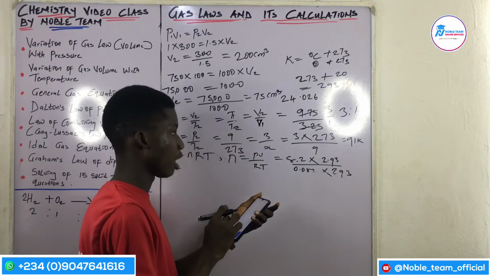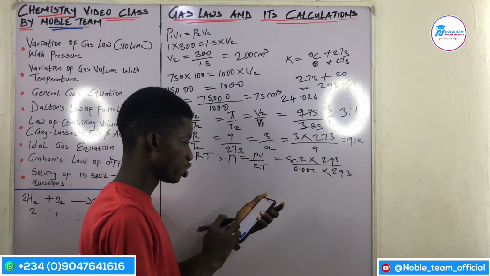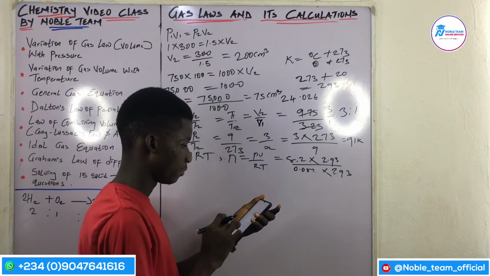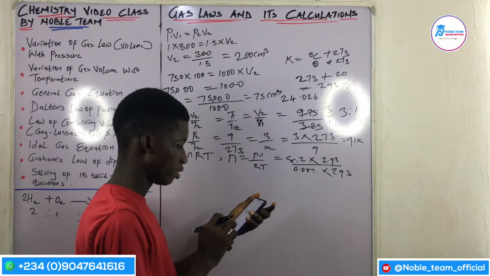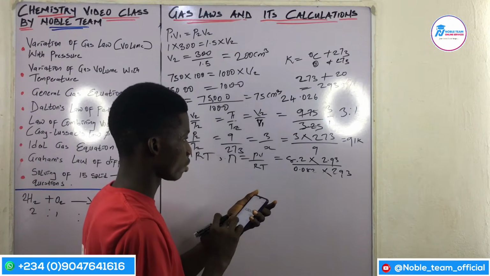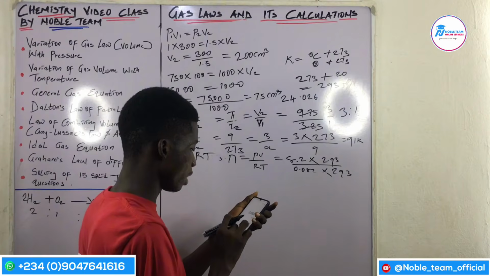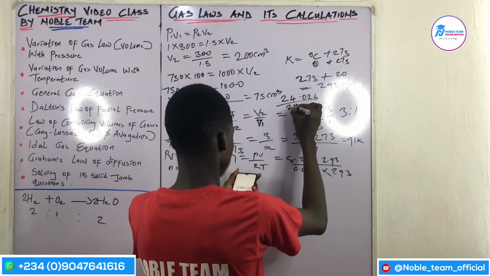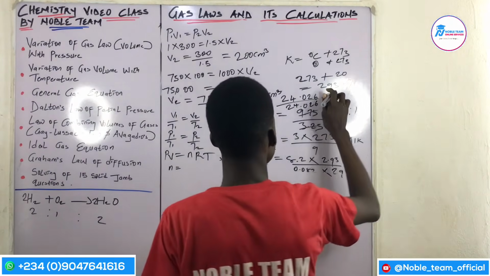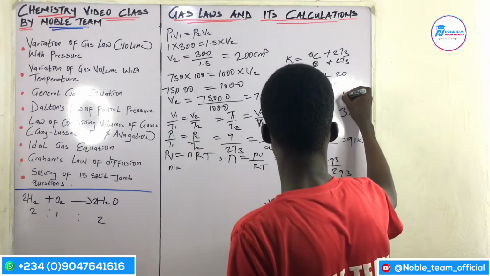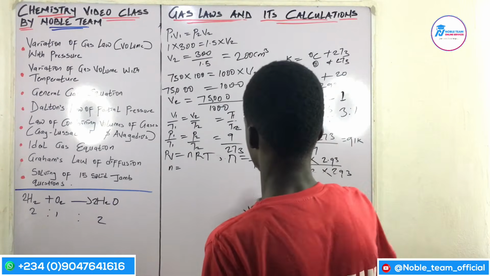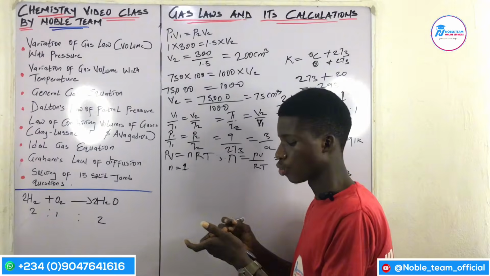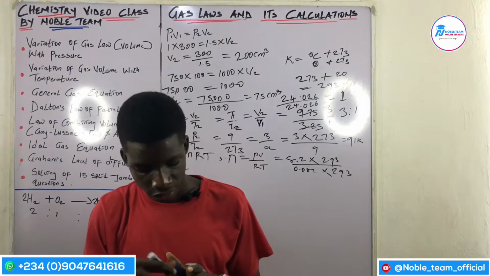Then let's solve the denominator. 0.082 multiplied by 2.93. Yes, not 2.93, 293. I have it to be divided by 24.026. Now, once this is divided, what do you have? 1. So it simply means that the number of moles is 1. Now, let's solve more questions.